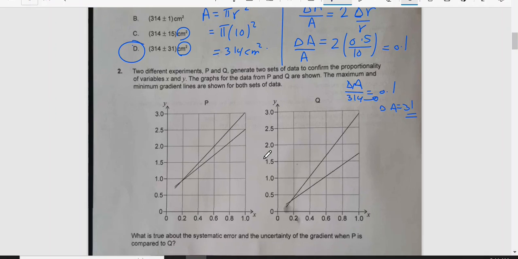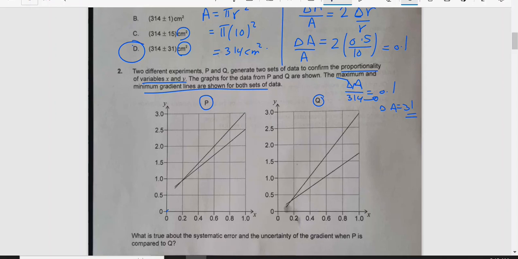Second question, you have two different experiments. The first experiment B and second experiment Q generate two sets of data to confirm the proportionality of variables X and Y. Now, when you have two variables X and Y proportional to each other, you should get a straight line, and the straight line should pass through the origin. Okay, the graph here, you have maximum and minimum gradient lines for both data.